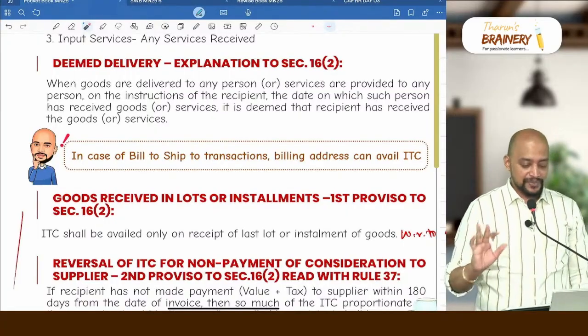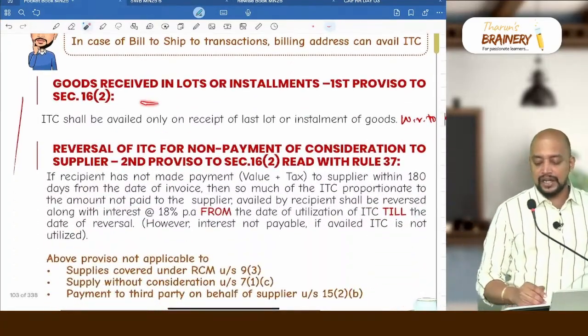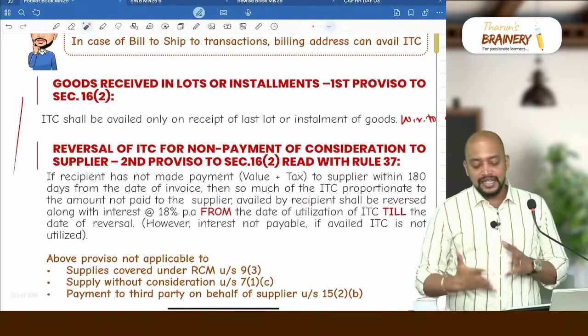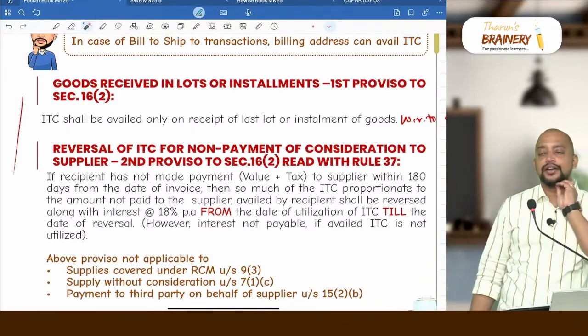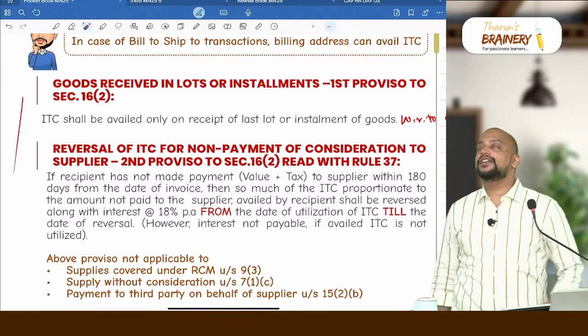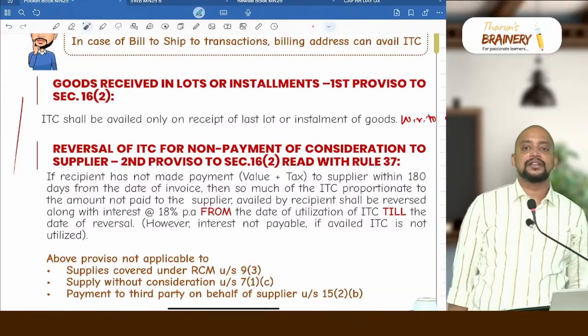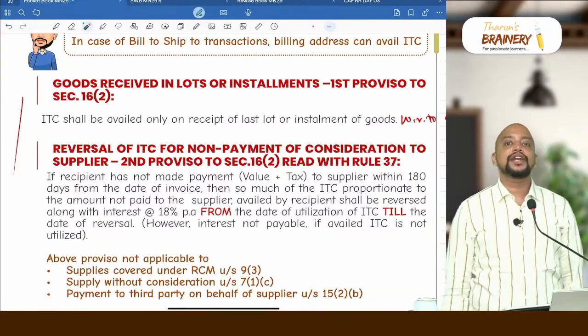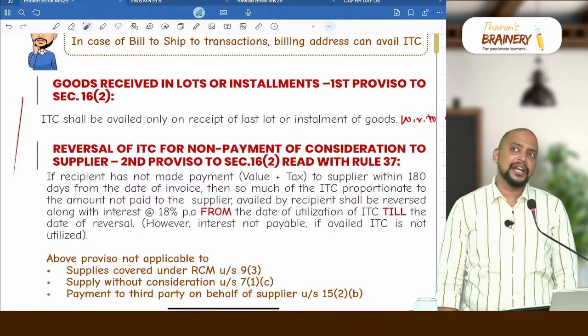Then next, goods received in lots or installments. Say for example, you placed an order for 100 units and 40 units got delivered in the first month, 30 units in the second month and 30 units in the third month. Then when can you take ITC? So proportionately can we take ITC?